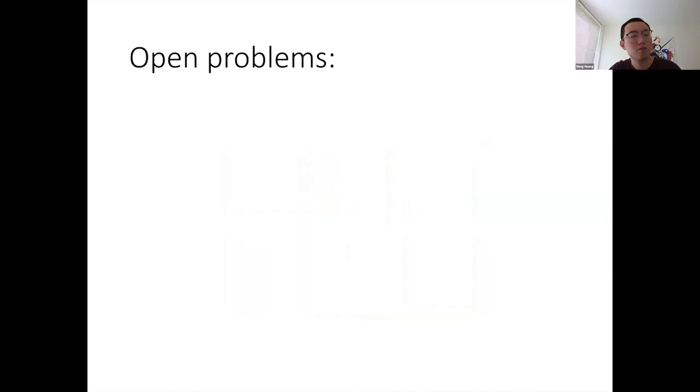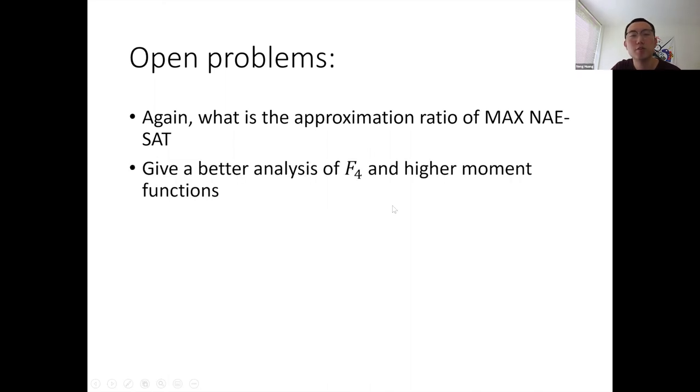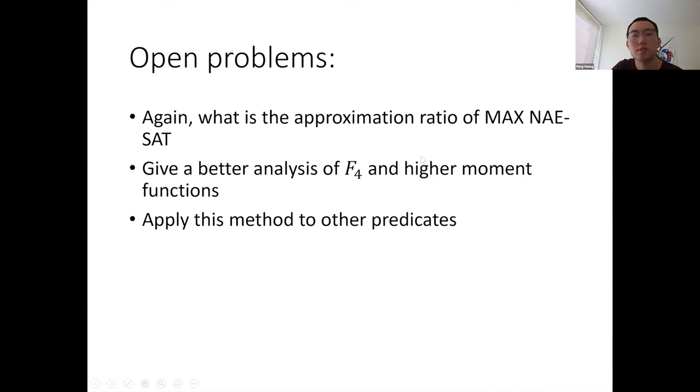Okay, so let me end this talk with a few open problems. Again, what is the approximation ratio for max NAE-SAT? Can we give a better analysis of F4 and higher moment functions? And finally, apply this method to other predicates. So that's it. Thanks for your attention.